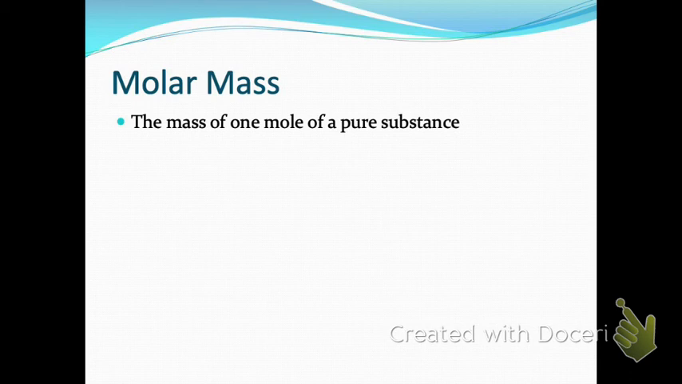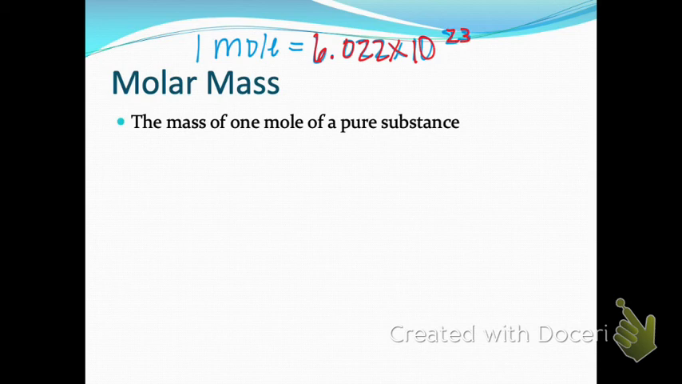So 1 mole, let me write this down. It'll probably come up in my slides in a little bit, but I want to put it out now. Okay, 1 mole of a substance, 1 mole of anything is equal to 6.022 times 10 to the 23rd of that thing. Does that number sound familiar or no? That's called Avogadro's number.